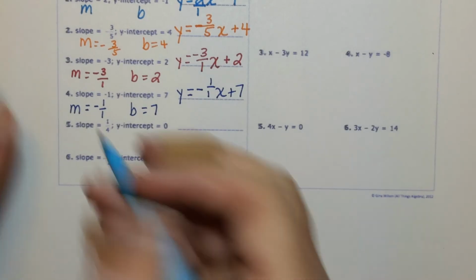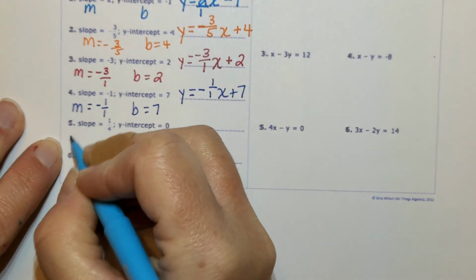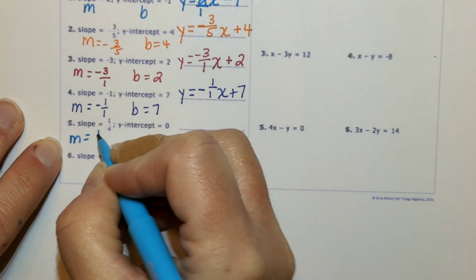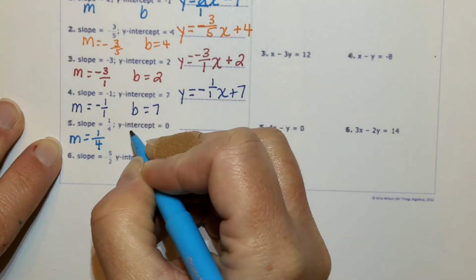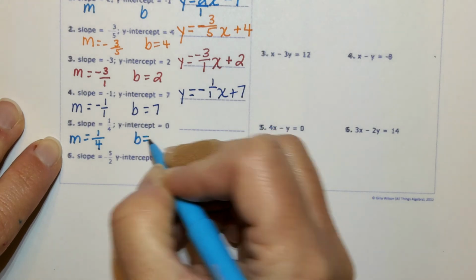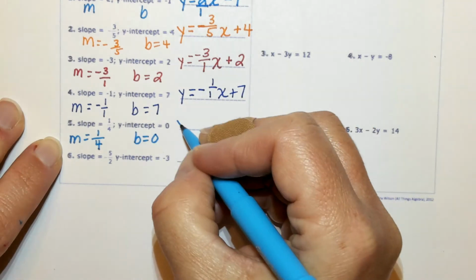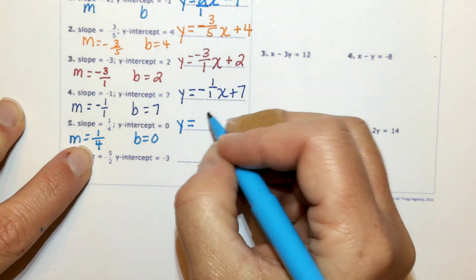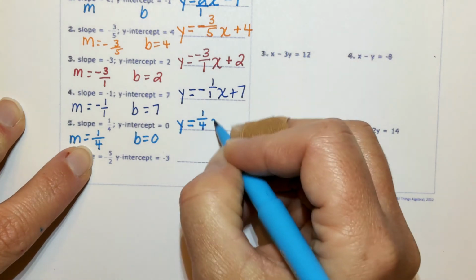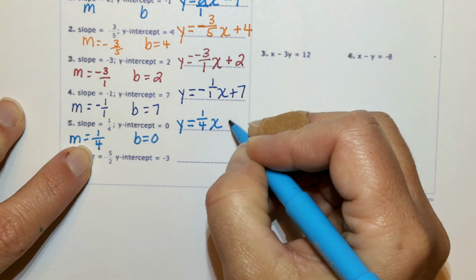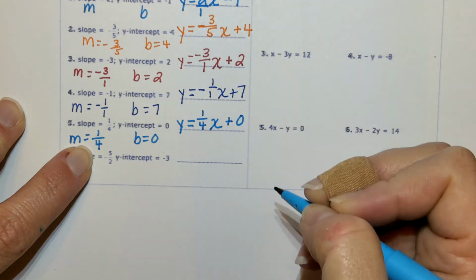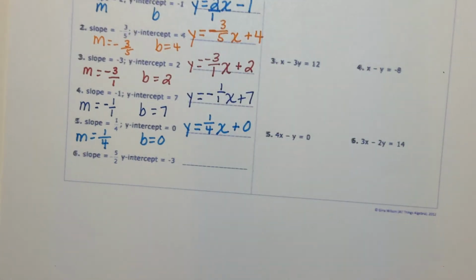Y equals -1/1x plus 7. Y equals mx plus b. Not too bad, right? Let's do the last 2. These don't take too long. Slope is 1/4. Y-intercept is 0.